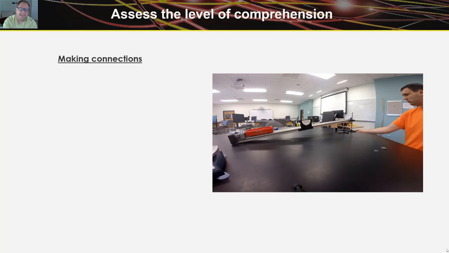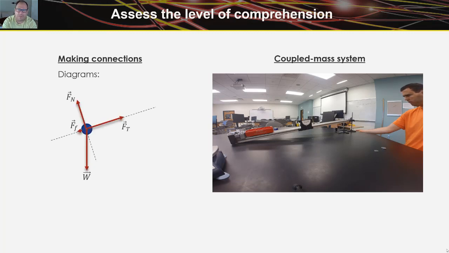And so making connections is a very important part of assessing their level of comprehension. Here's a coupled math system, and one of the things they were to do is simply make diagrams. A force diagram is typically done in a mechanics lab, and here that's all the forces that they would believe to encounter for the smart car, which you see as red.